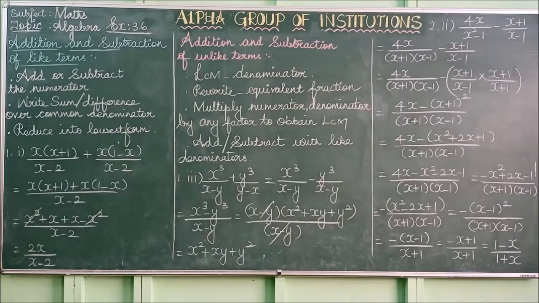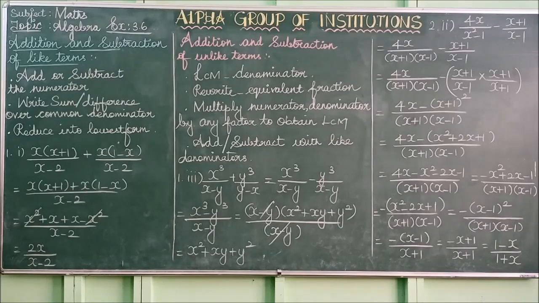Afterwards, we have learned the multiplication of rational expressions. So, what do you mean by multiplication of rational expressions? If P of x by Q of x and R of x by S of x are two rational expressions, where Q of x and S of x are not equal to 0, then the product will be P of x by Q of x into R of x by S of x, which is equal to the product of the numerators divided by the product of the denominators.